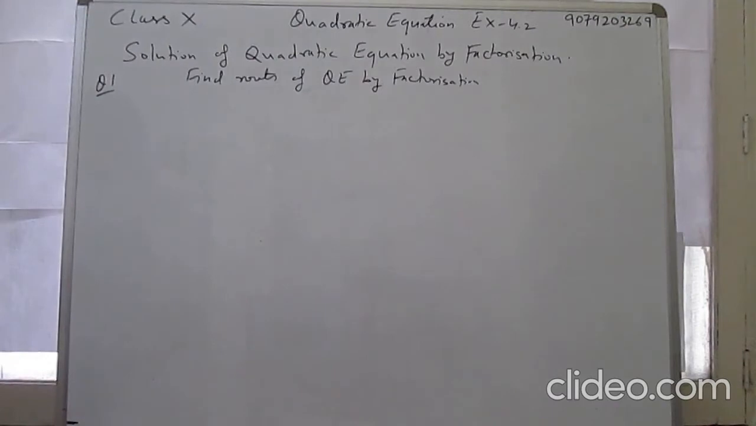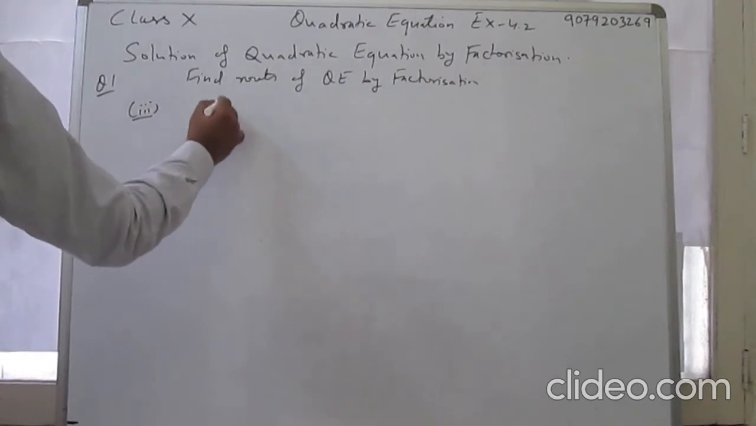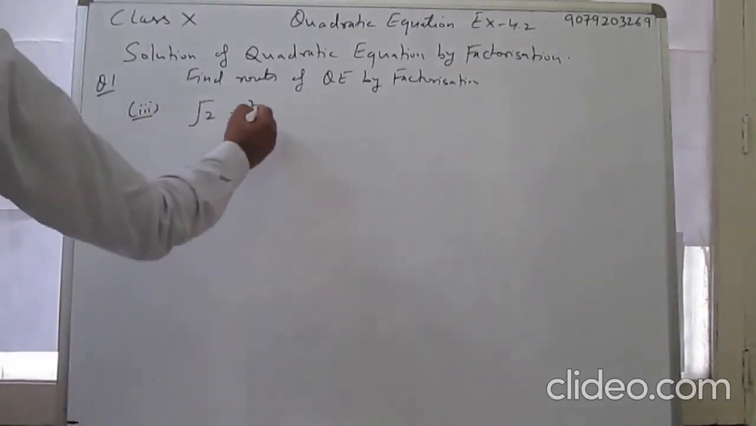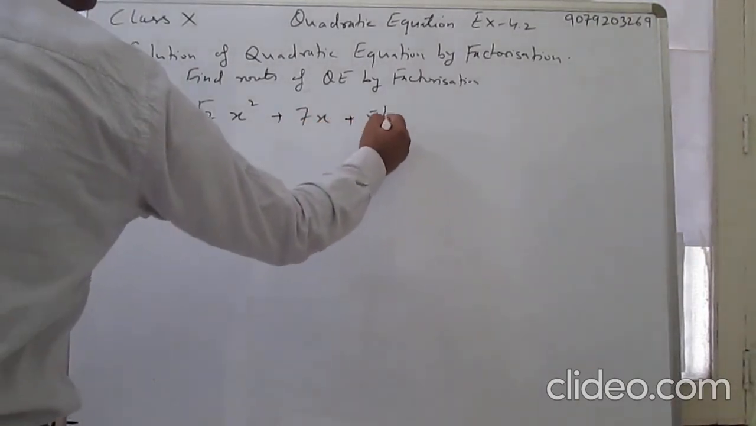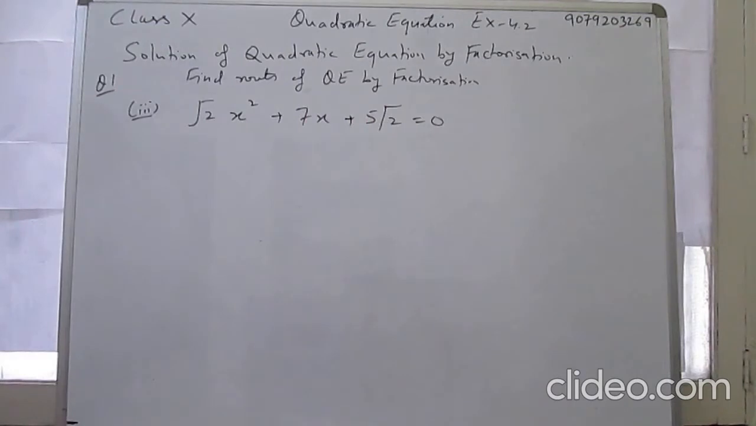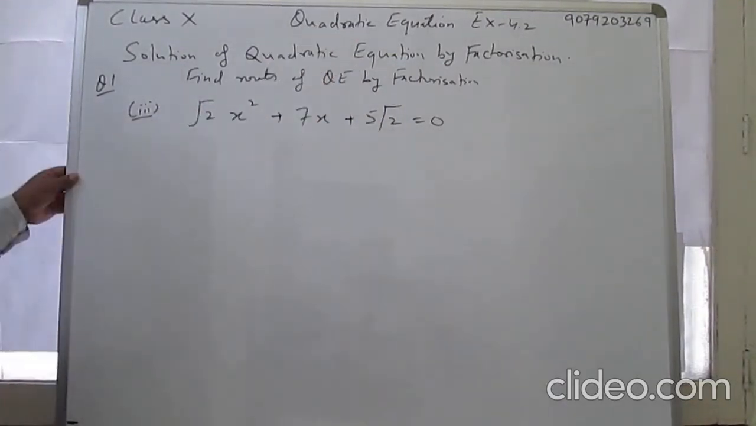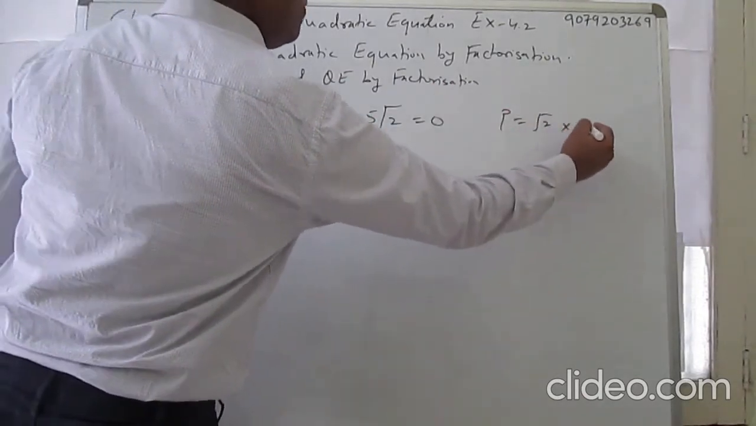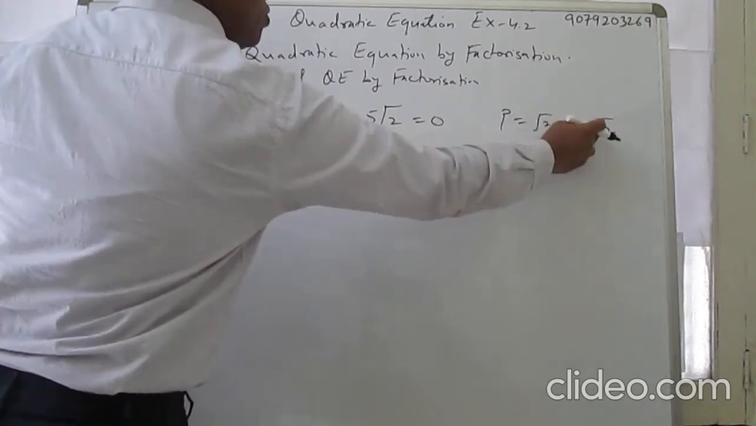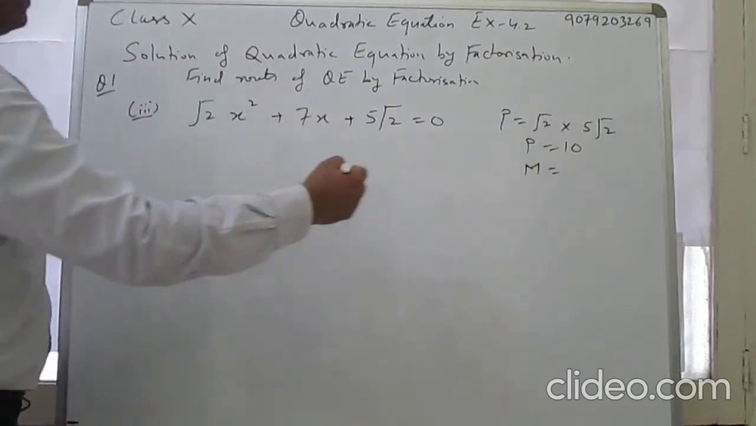Question number 2, I will take part 3: root 2 x square plus 7x plus 5 root 2 is equal to 0. Now you see what the product is. The coefficient of x square is root 2 and the constant term is 5 root 2. So the product is root 2 into 5 root 2, which is 10. The product is 10 and the middle term is plus 7.